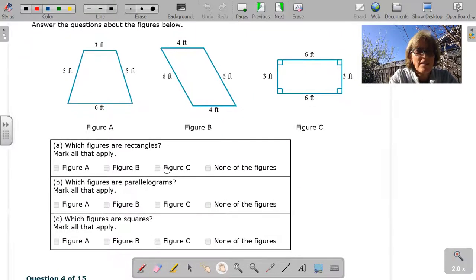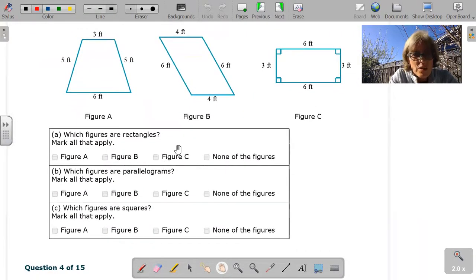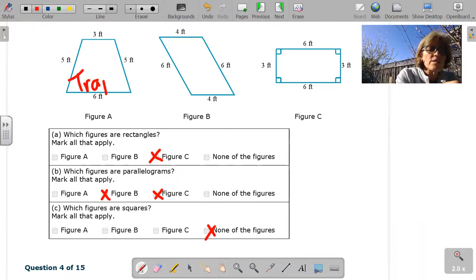So number 3, we look at the diagrams and you answer the questions. Mark all that apply. It says which figures are rectangles. Only figure C is a rectangle because it has 4 right angles in the corners. So that's figure C. Which figure applies to a parallelogram? Well, B, because opposite sides are congruent. That's the second of the OCDs. And all rectangles are also parallelograms. Which one's a square? None of the above. This one is a trapezoid.